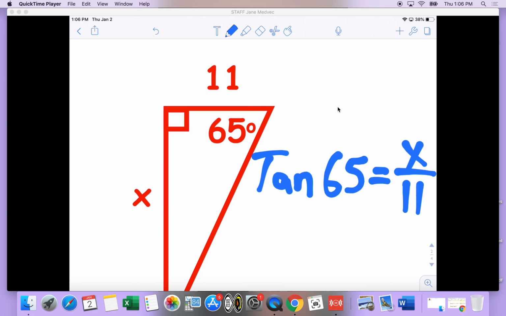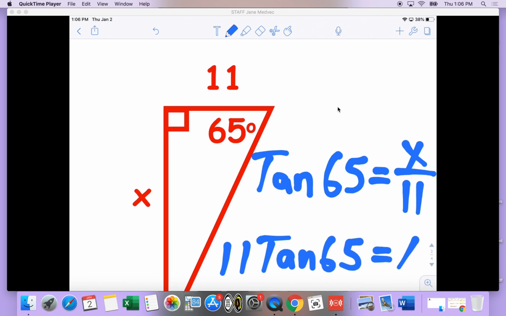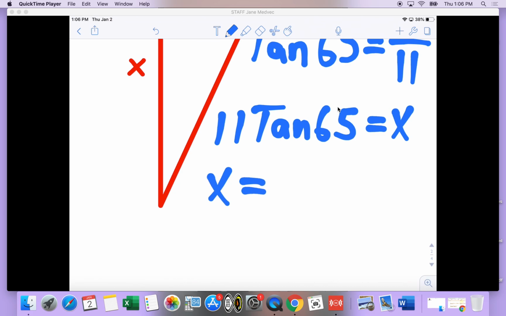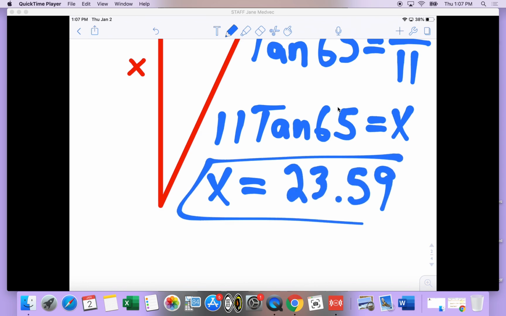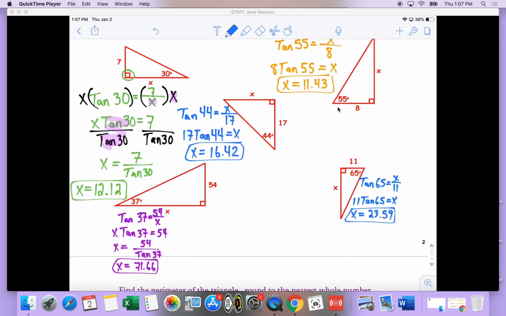So what am I going to do to get X by itself? Multiply by 11. So 11 tangent 65 equals X. X equals, again, clear your calculator. We get, that's what I got, good, 23.59. Any questions on setting these up? Again, not super difficult. It really is not.